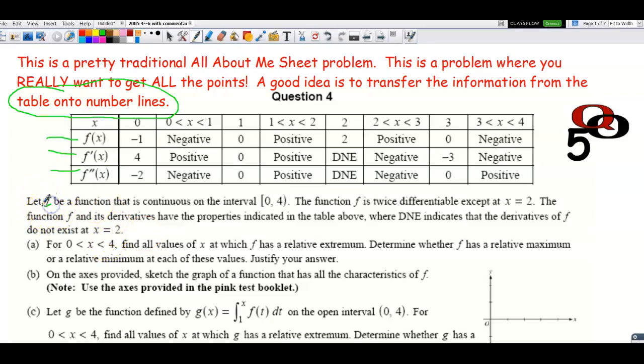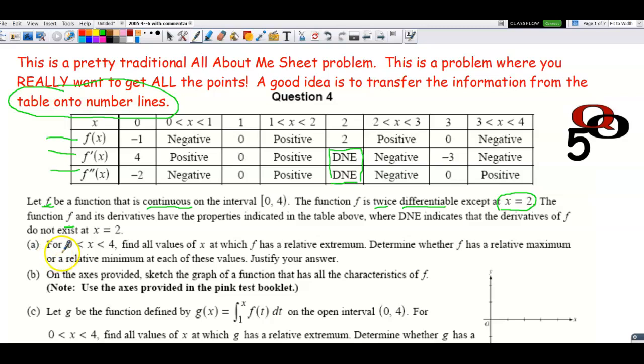We have f original, which is a function, and that function is continuous over the interval from 0 to 4. The function f is twice differentiable, meaning that f has a first and a second derivative except at x equal to 2. And we can see that in the table right here that there is no first derivative nor is there a second derivative at x equal to 2. The function f original and its derivatives have the properties indicated in the table above, where DNE indicates that the derivative of f does not exist at x equal to 2.